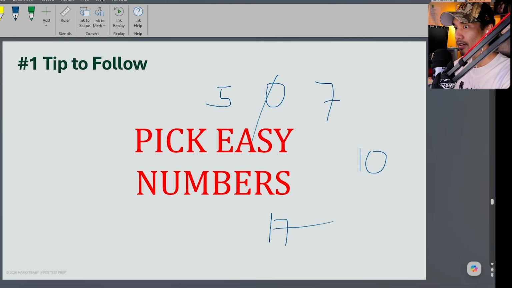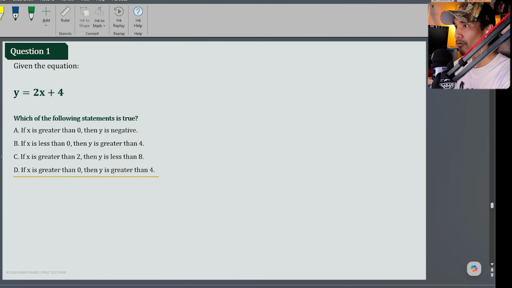Okay, let's go ahead and go to our first question. Given the equation y equals 2x plus 4, which of the following statements is true?